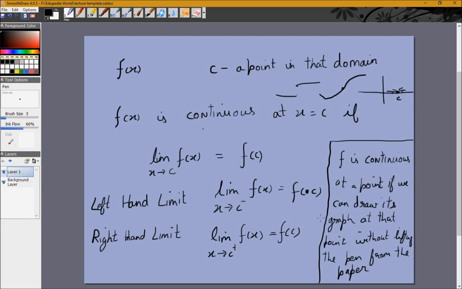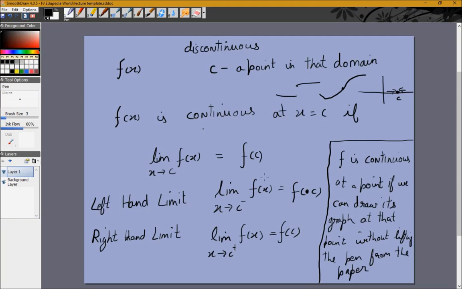Right. Also, if f is not continuous at x equals c, then f is called naturally discontinuous. Right. So f(x) can be continuous at a particular point in its domain if the left hand and the right hand limits of f are the same, that is f of c.